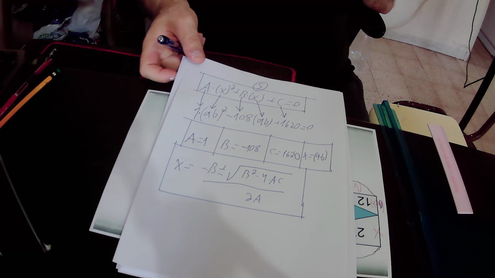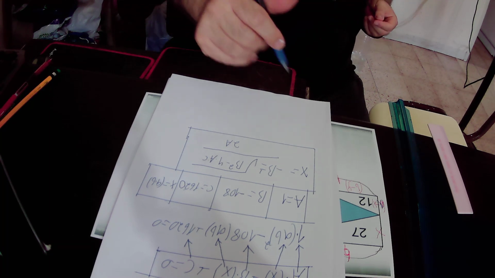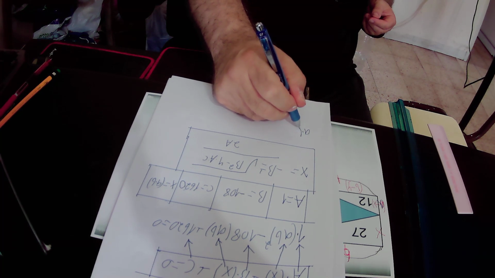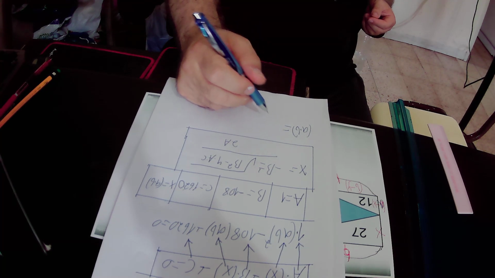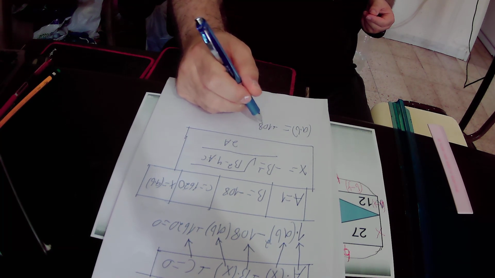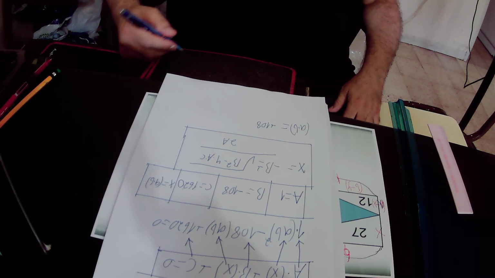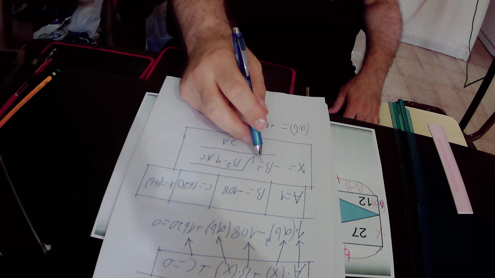Okay, so we will find out the value of x, that is to say the value of a times b. x equals a times b, and the rest of the formula is minus b. b equals negative 108, so minus b is minus negative 108, that equals plus 108, because minus times minus is plus.